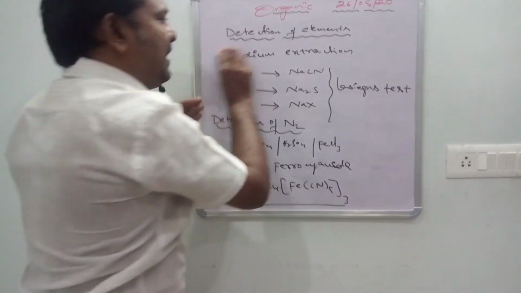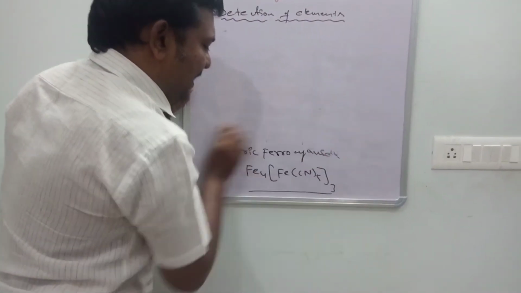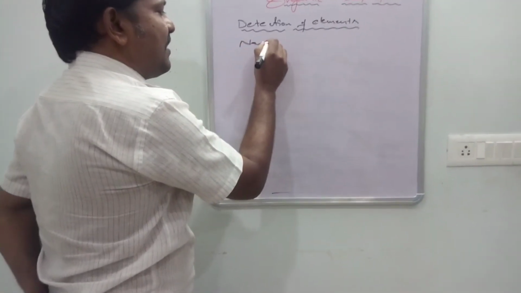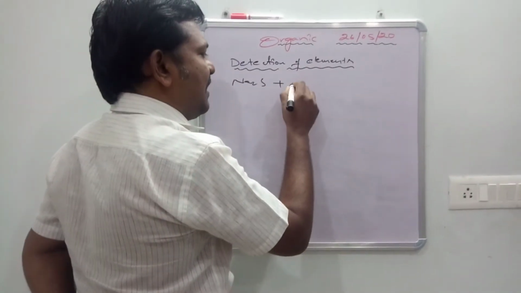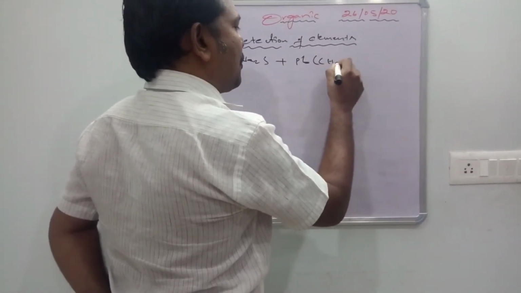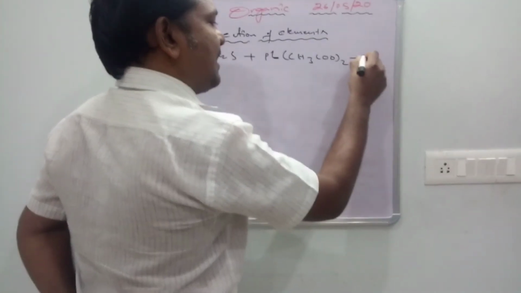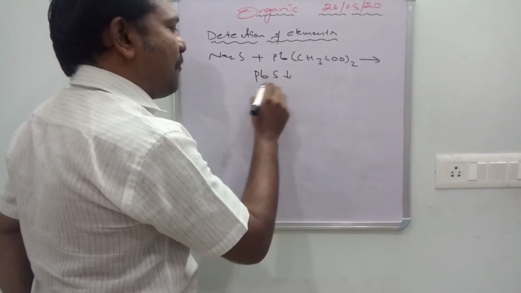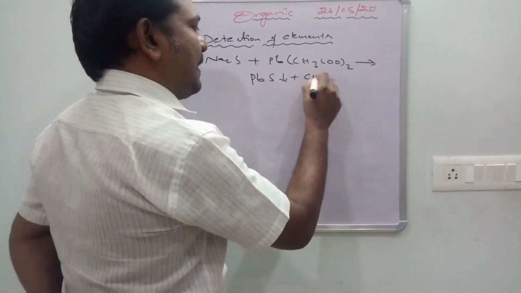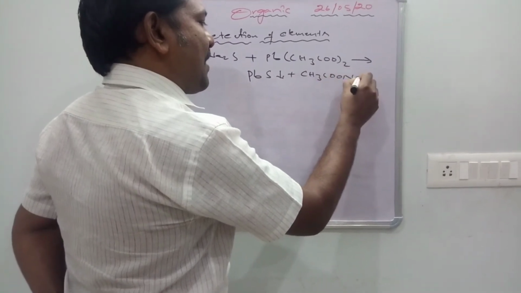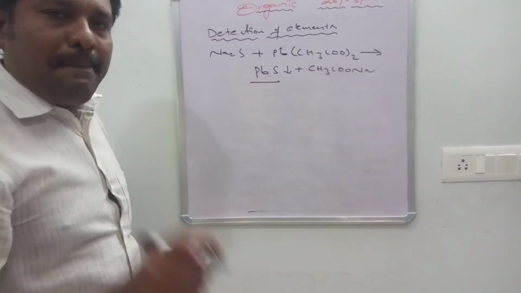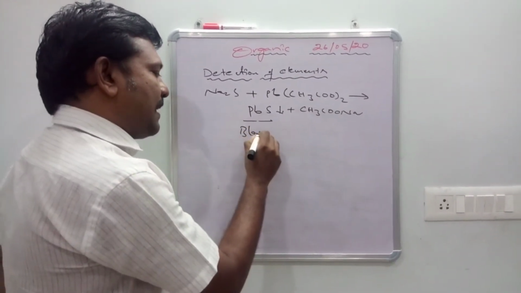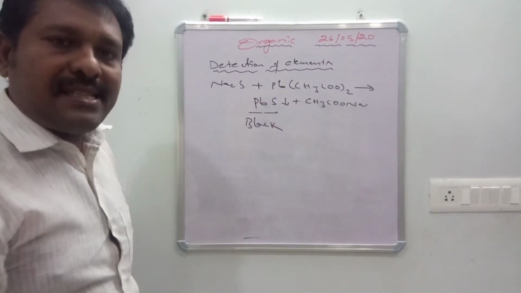And how to detect sulfur? Sulfur is detected from the Na2S. Maybe it is treated with lead acetate, Pb(CH3COO)2. If sulfur is there, it gives a black precipitate, lead sulfide, and CH3COONa. Lead sulfide precipitate indicates the presence of sulfur. The black precipitate is known as lead sulfide.